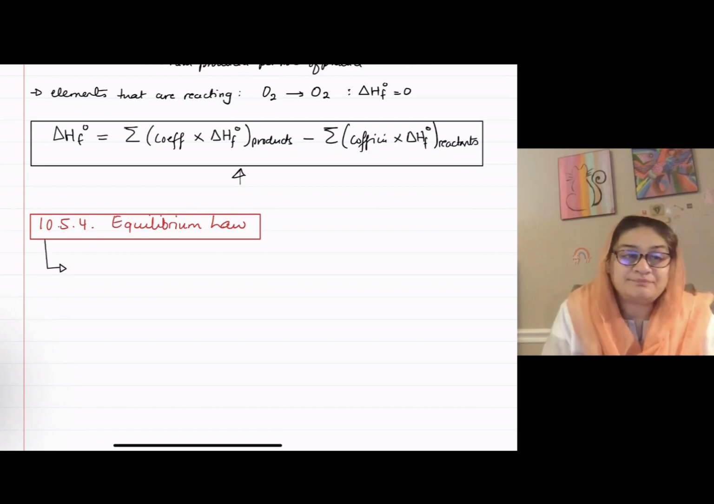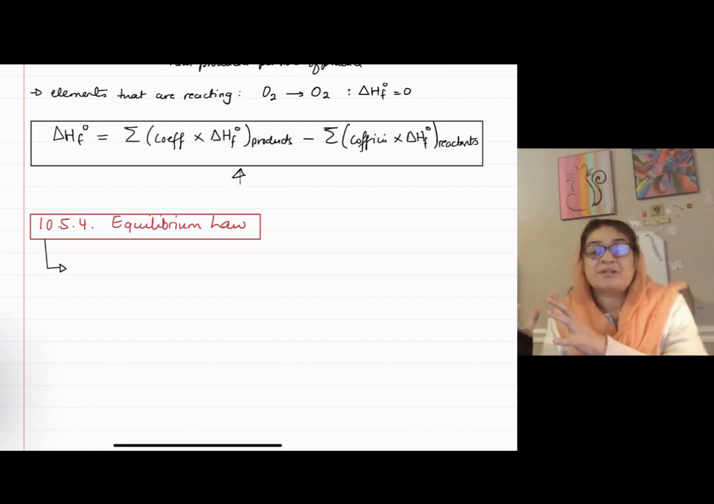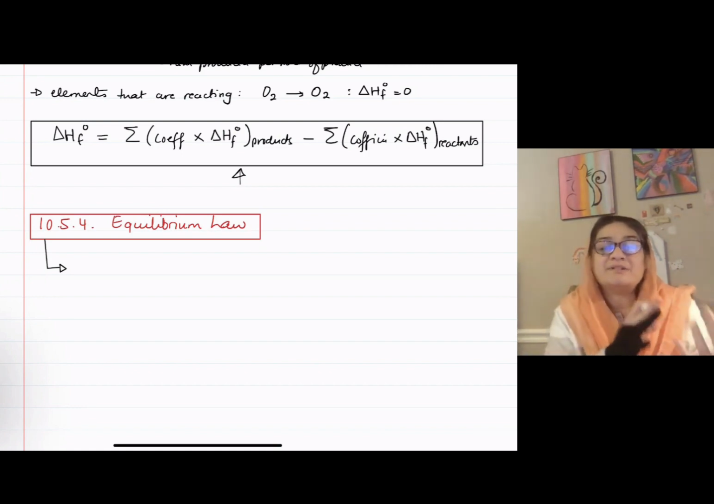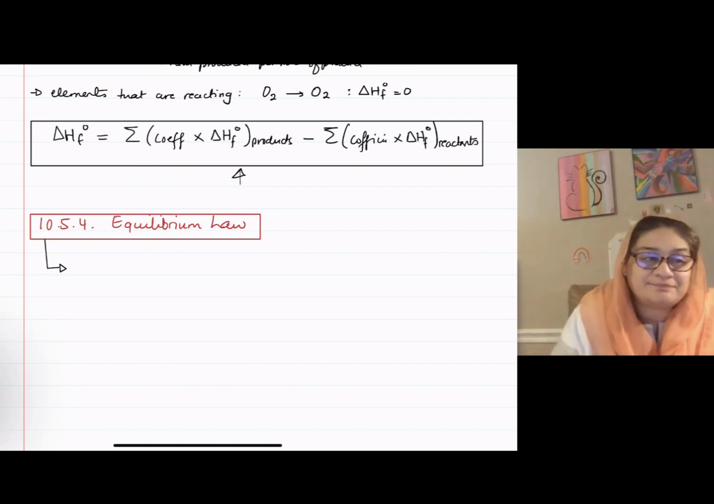Equilibrium law says that the actual concentration of reactants and product depend on the initial concentration of the reacting mixture. So basically that means when you experiment with different initial concentrations, you will get a result with different concentrations in the final. Okay, let's write that down.